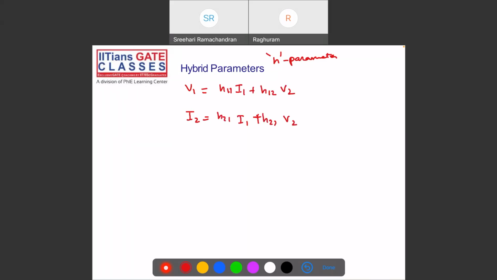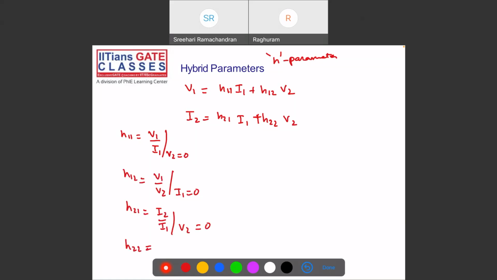So again, let me define the parameters. H11 is equal to V1 by I1 when V2 is 0. Next, H12 is equal to V1 by V2 when I1 is 0. Similarly, H21 is equal to I2 by I1 when V2 is 0. Similarly, H22 is equal to I2 by V2 when I1 is 0.